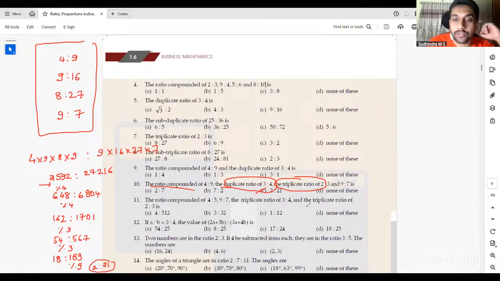Ratio compounded of. Is it the same question? Yes, sir. No. No.